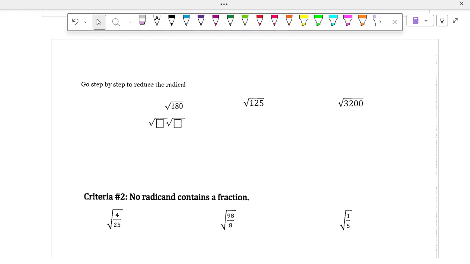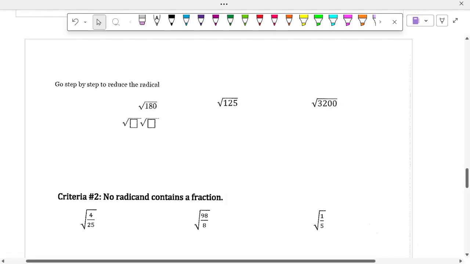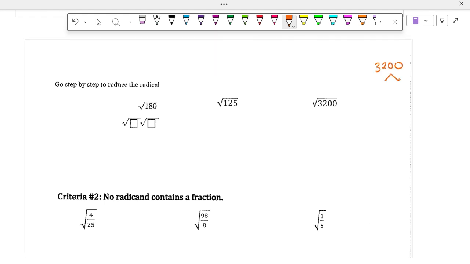So how do I break it down? What am I looking for? 2 factors where 1 factor is what? A perfect square. All right. So let's say we did the square root of 3,200. Just by looking at the number, what do you think one of the factors is going to be? 100 and then 320. All right. So we got a perfect square right there.